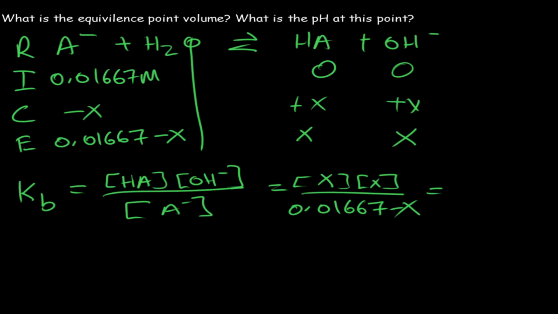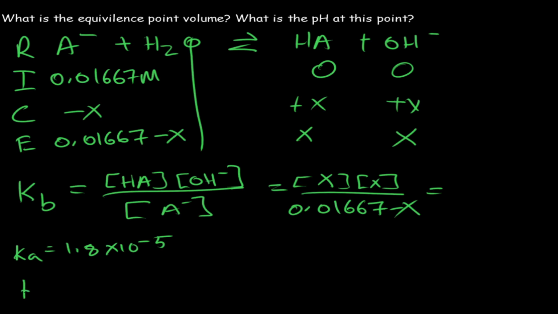And what is our Kb value? Well, we were given our Ka value in our initial question, and we said our Ka is equal to 1.8 times 10 to the negative 5. But we weren't given our Kb, which was the equilibrium expression for acetate. So how do we calculate that?